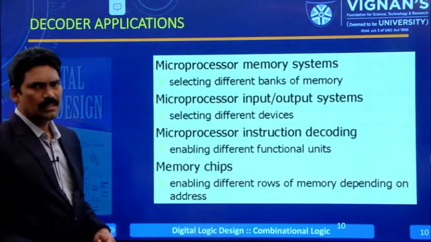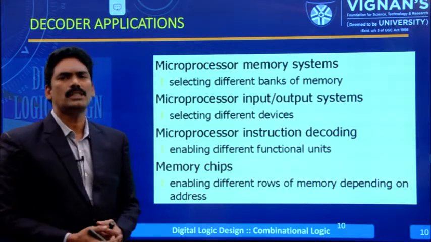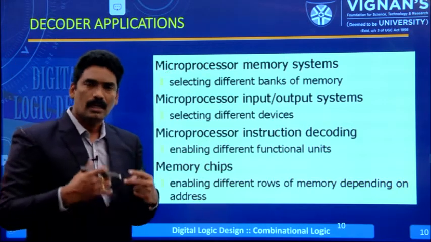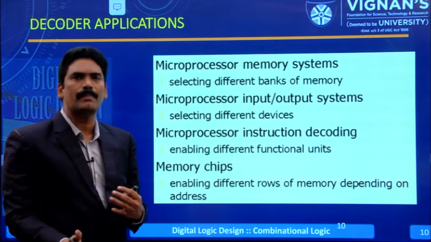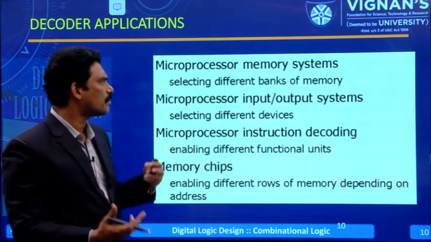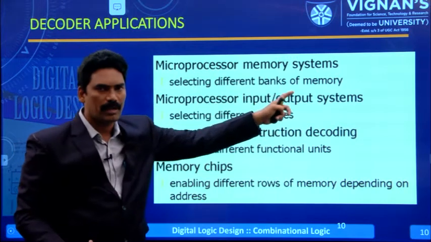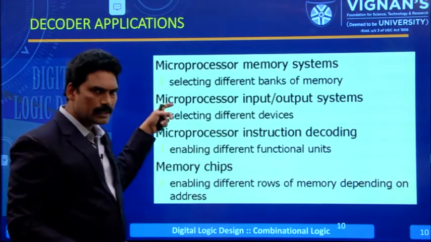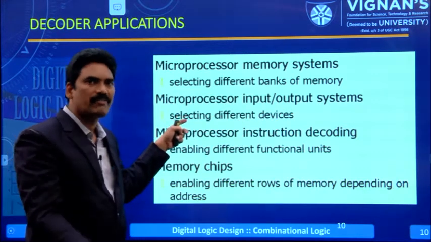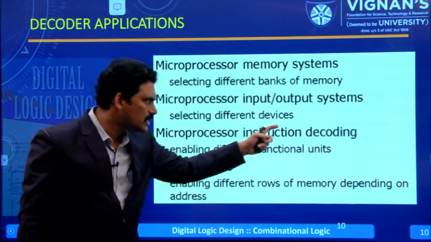Now, what are the advantages of this decoder, that is, the applications of decoders? Where are we using these decoders? These decoders are used in microprocessor memory systems. In a microprocessor or microcontroller, to select memory register banks or memory banks, we use this decoder, selecting different banks of memory. Another application is microprocessor input and output systems, selecting different input devices or output devices, and microprocessor instruction decoding.